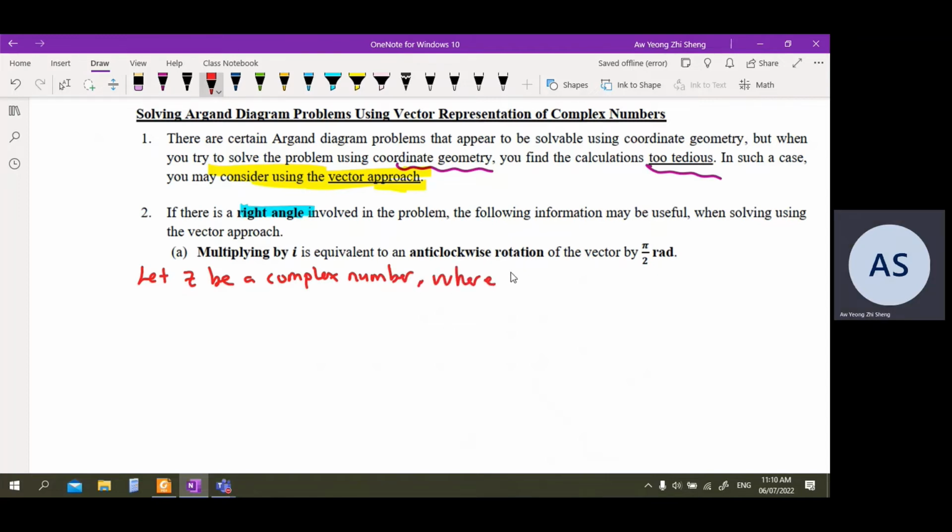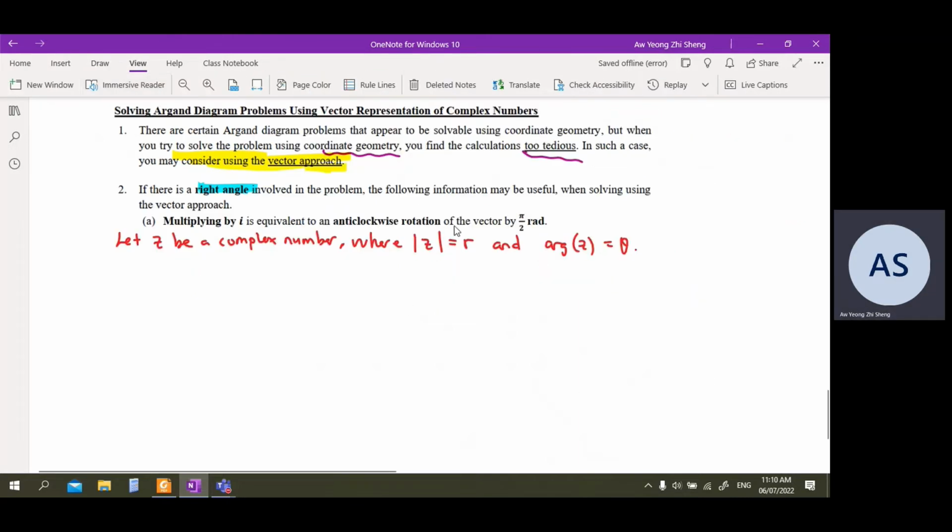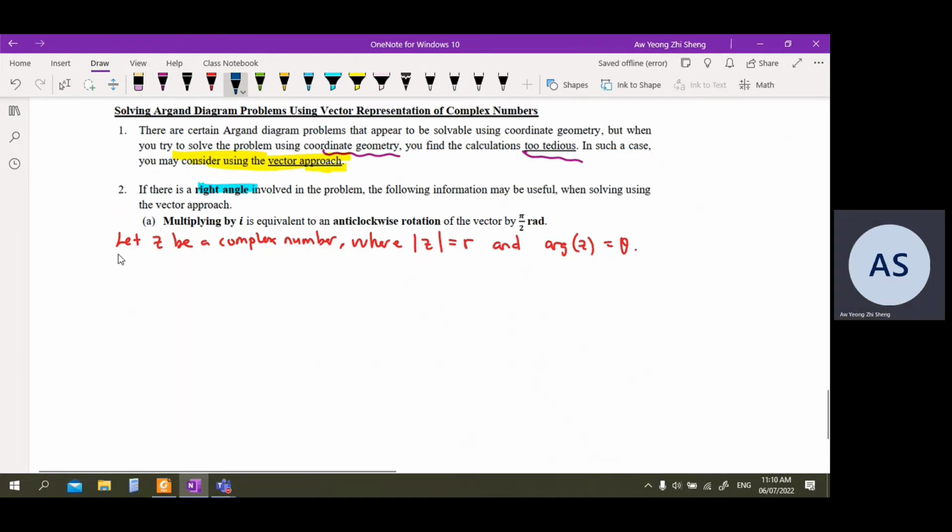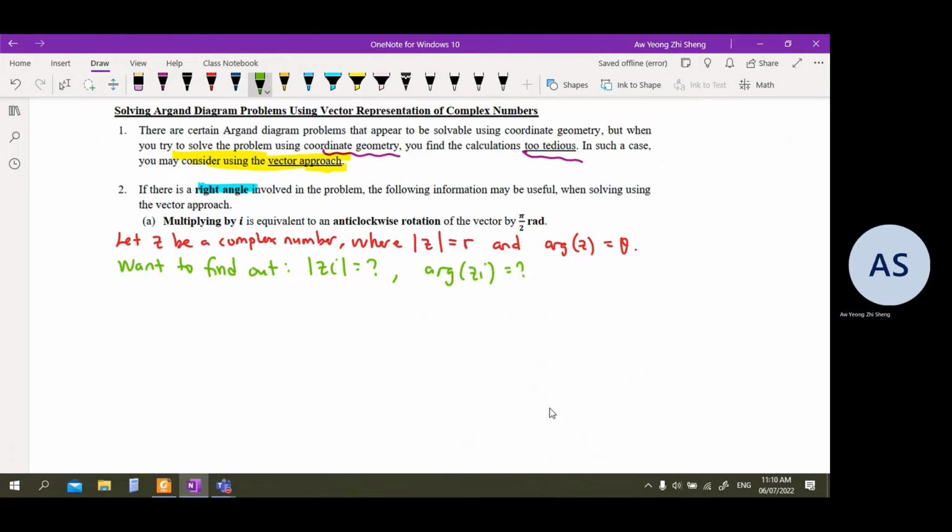Where the modulus of z, I just call it r, and the argument of z, I call it theta. Then I want to study what happens to the modulus and argument when I multiply z by i. So in other words, we want to find out what is the modulus of zi and what is the argument of zi?